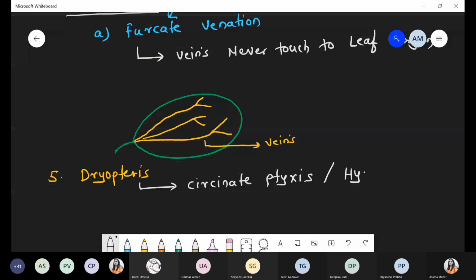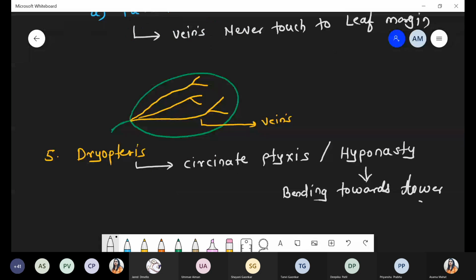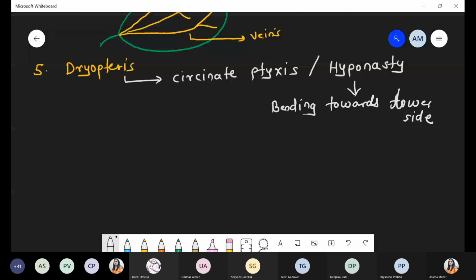Bending towards the lower side. Such type of bending is simply called hyponasty, also called succinate taxis. And what is the function of such a mechanism? We are talking about the function. Such an arrangement can protect the young leaf apex.